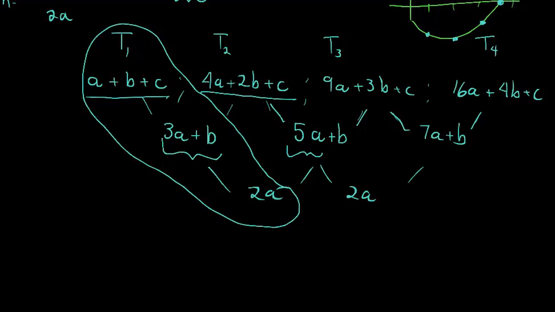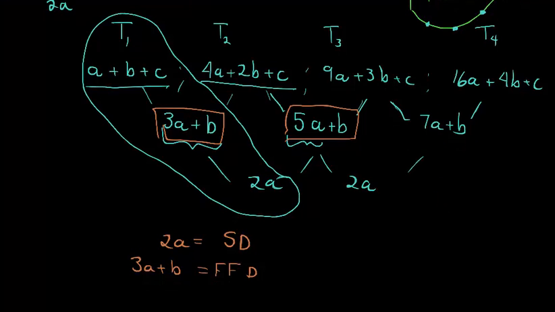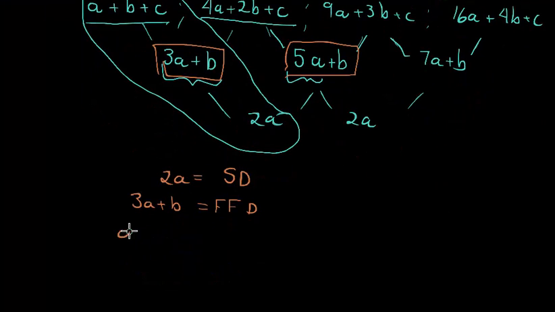So notice here we have our formulas. 2a is equal to my second difference. 3a plus b is equal to my first difference, but my first difference isn't constant. It's my first difference. Do you get what I'm saying? There's a second first difference as well, and a third first difference. And then a plus b plus c is equal to my term 1.